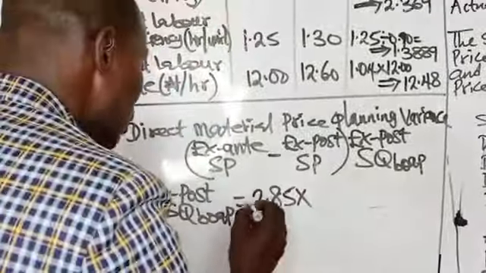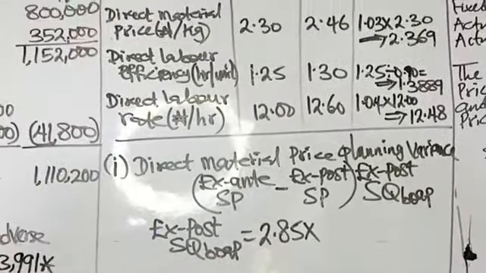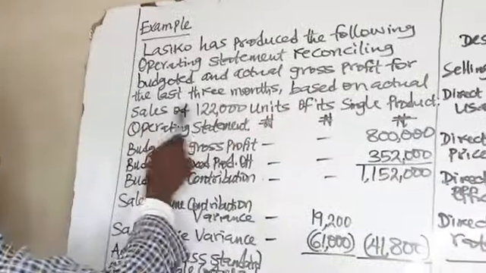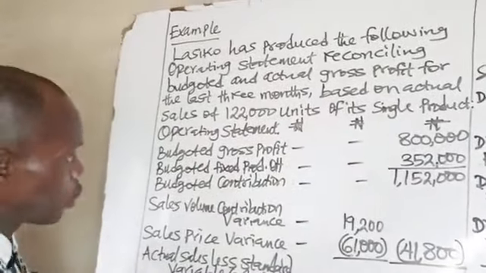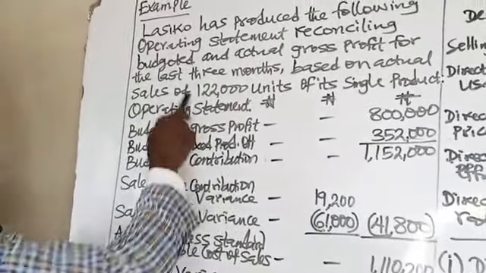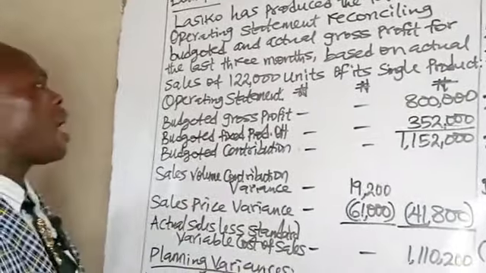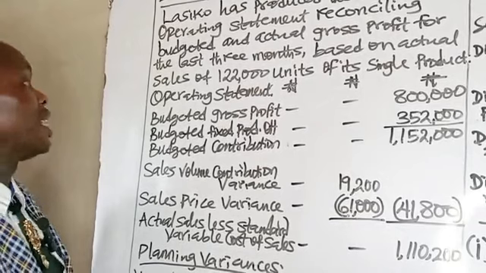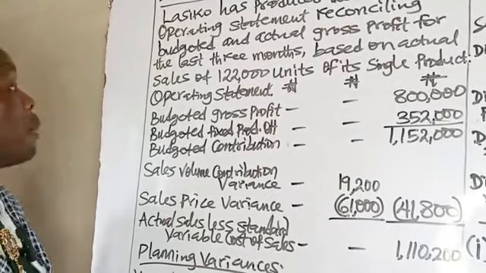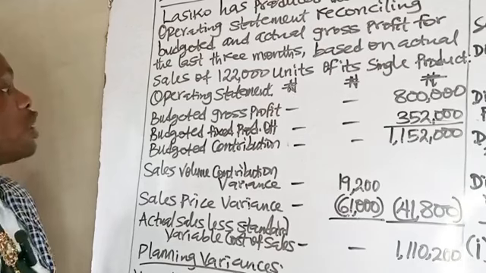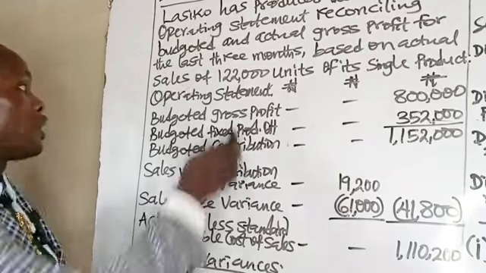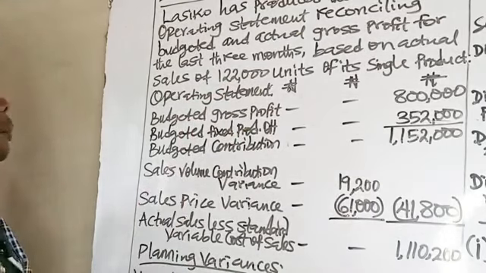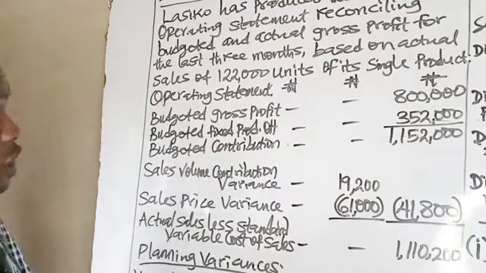2.85 times what is the actual production? Now, if you go back here, you were given, based on actual sales, 122,000 units. You were not given the units produced. It is assumed that the number of units produced is what was sold during the period. Therefore, production and sales are the same in this question. But where the number of units produced is different from the number of units sold, you use the units produced. But we are assuming 122,000 units were produced since the number of units produced was not given. So actual production is 122,000.